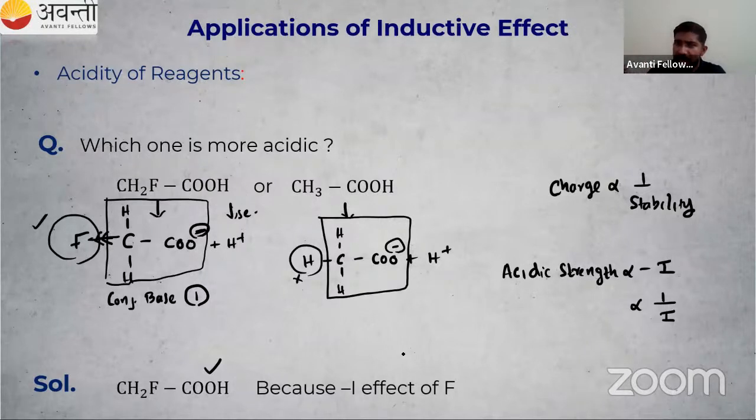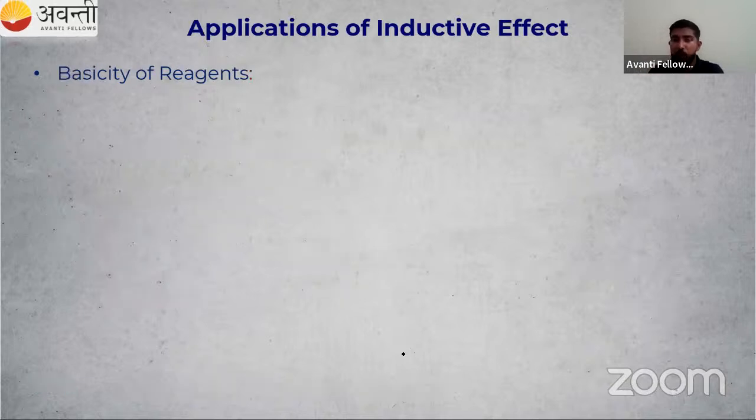So acidic character is proportional to minus I. Acid, it is always negative, right? So that is the minus I effect. Next we have to check the basicity of a reagent.